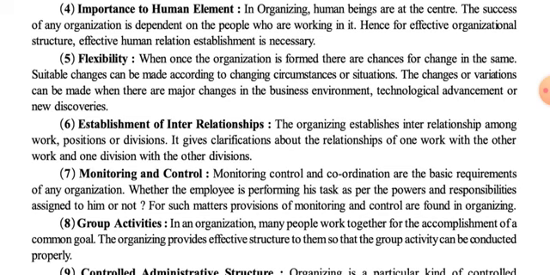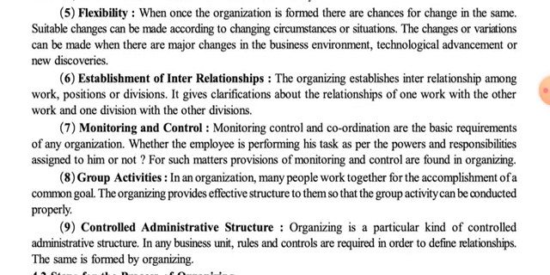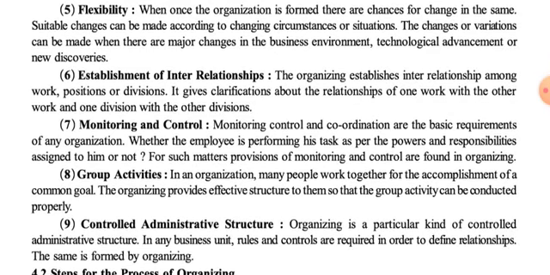Hence, for an effective organizational structure, here we are deciding some of the roles and responsibilities regarding working areas. Effective human relation establishment is necessary because without this, it is not proper to delegate the authority and responsibility to them. Now, let us move towards the fifth point, that is flexibility.